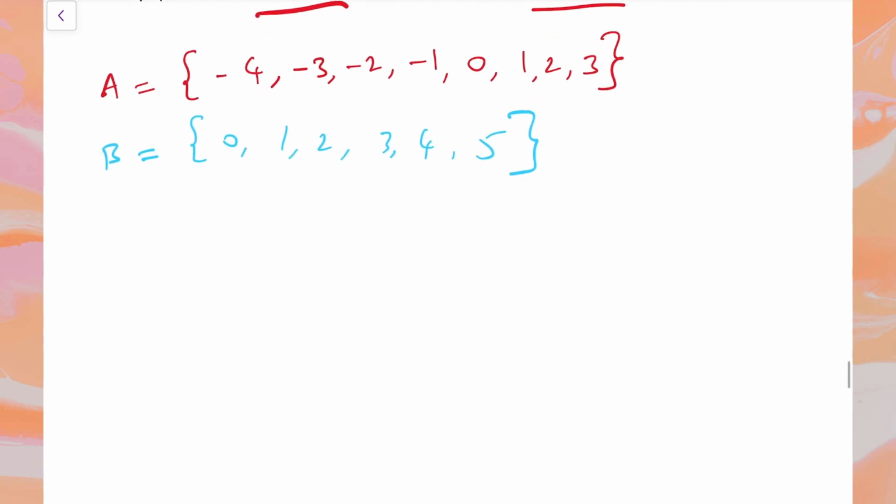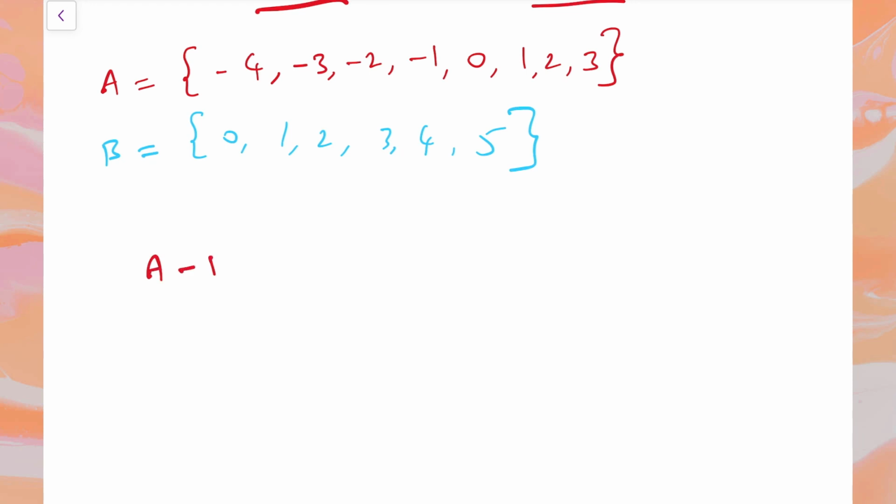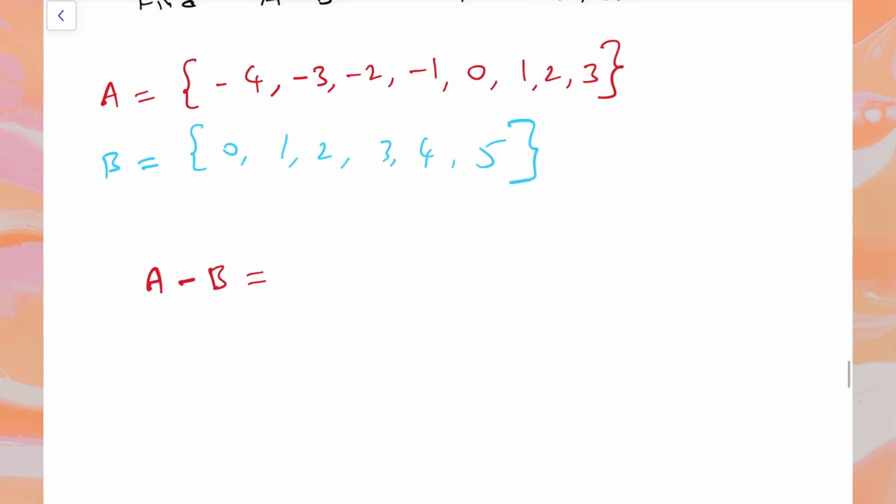So let us do it. First, A minus B value we need to find out. How are we going to find the minus or difference of any sets? From the set A, remove all the elements which are there in B. Here 0 is there, in set B also 0 is there. Here 1 is there, in set B also 1 is there. Here 2 is there, set B also 2 is there. Here 3 is there, set B also 3. Those all you remove. Now touch only set A. From set A, whichever are the remaining elements, you write all those: minus 4, minus 3, minus 2, minus 1. That's it. This is A minus B value.